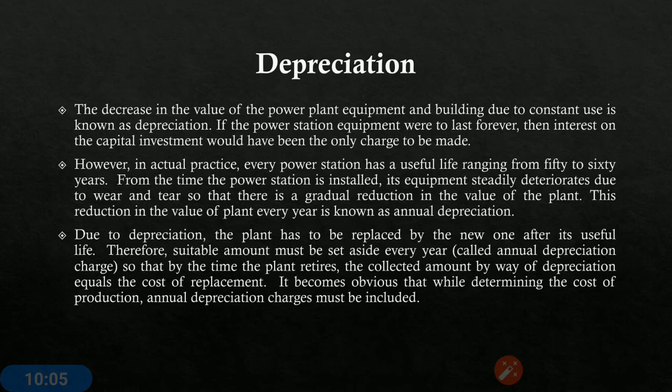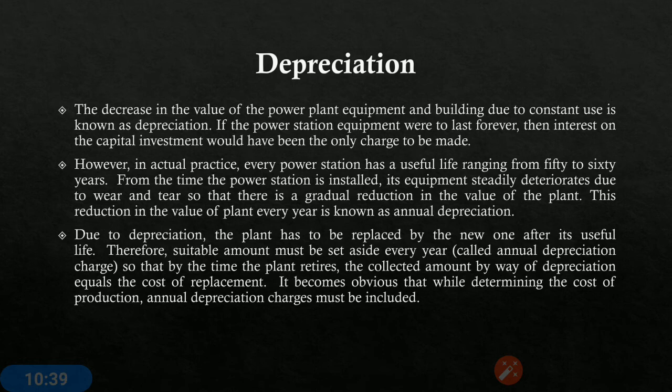Suppose you have purchased something which cost you about 5,000. After 10 years, will you get 5,000? No, because there is a continuous depreciation in the cost of the purchase that you have made, particularly in the case of vehicles, right? Now we know that every power station has a useful life of between 50 to 60 years.